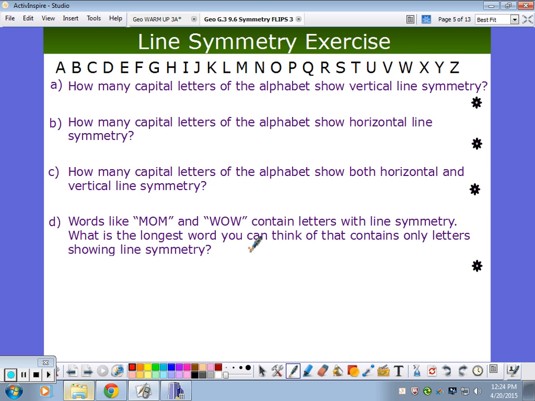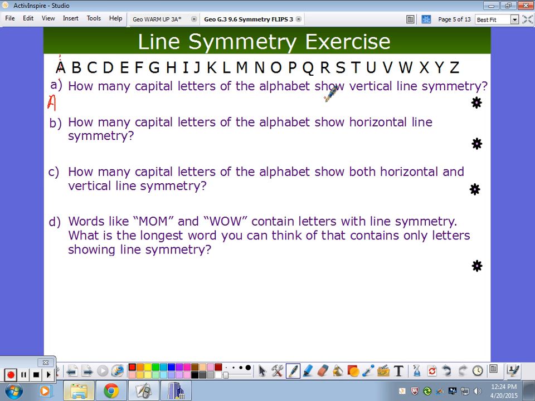So starting with the alphabet, you may want to put these on your paper, because what I want you to do is think about how many of these uppercase letters, capital letters, show vertical line symmetry. And again, do this on your own. We'll compare notes in a moment. For example, I'll give you a hint. A does, because there's a vertical line and it folds. So that's one of them.